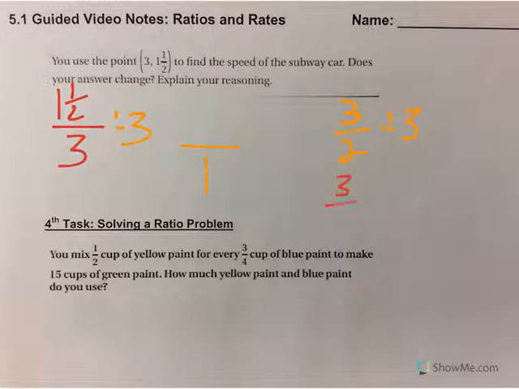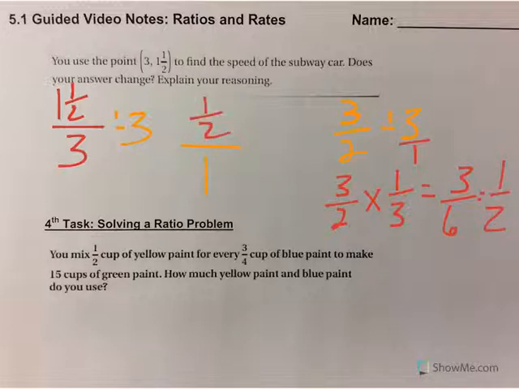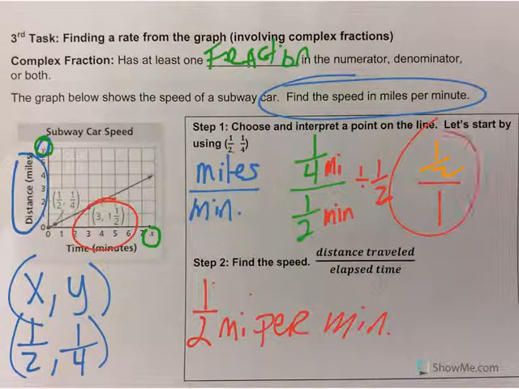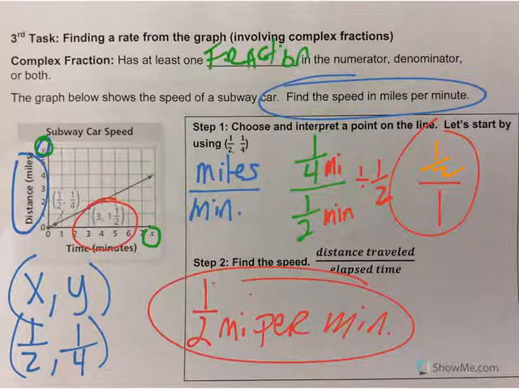So 3 over 2 would stay the same. 3 as a fraction would be 3 over 1. Division becomes multiplication. 3 over 1 becomes 1 over 3. Multiply straight across, we get 3 over 6, which simplifies to 1/2. So again, we get 1/2 over 1. So just like we did here, we got 1/2 over 1, which is 1/2 a mile per minute.